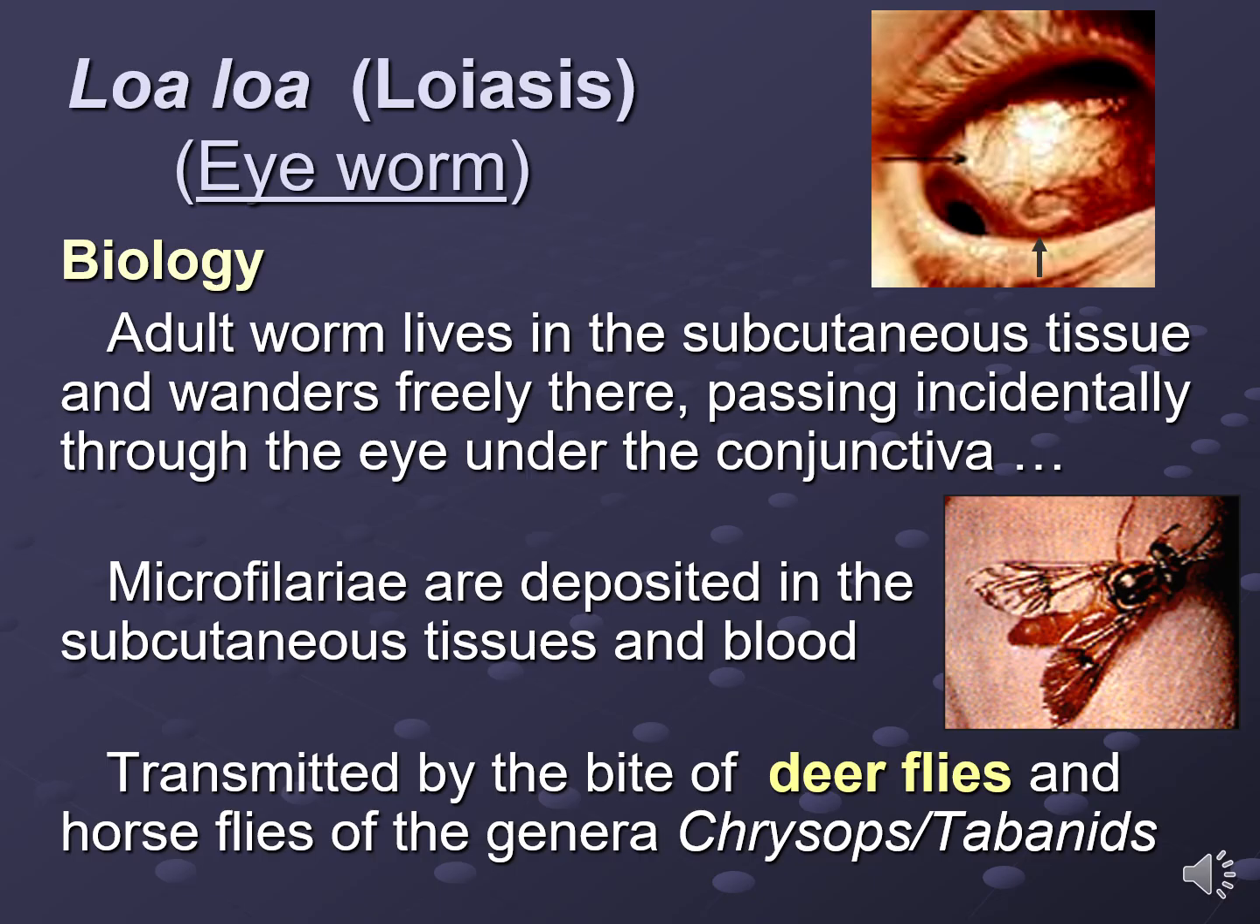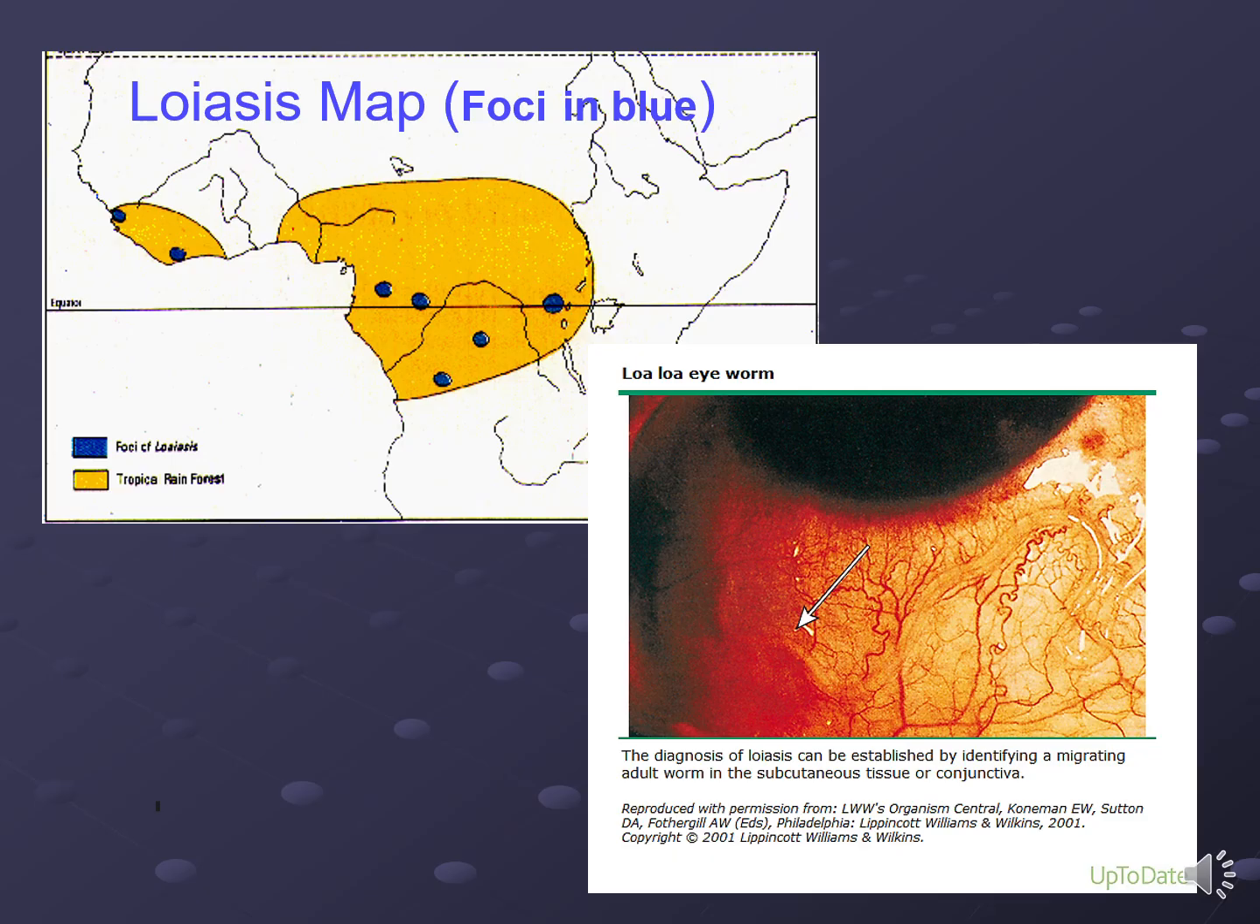And this fly actually is big. It's about 2 to 3 centimeters in size. It's quite big, but it manages to bite and deposit the larvae on the skin.